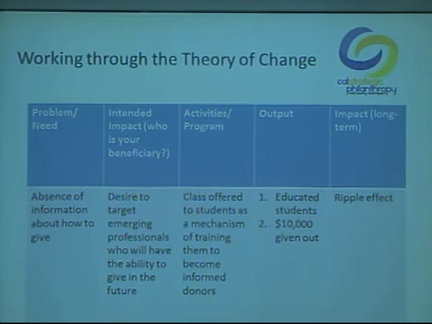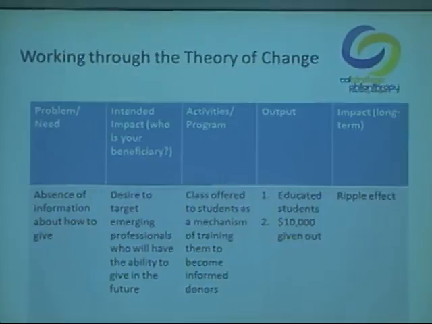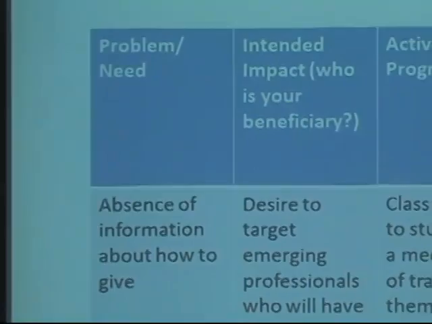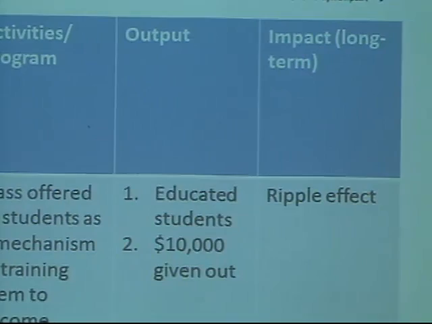And from there, they asked themselves, well, what's our intended impact? Who's our target beneficiary? And they said, well, we really want to target emerging professionals. So now there was an identified problem, an identified need, and from there they worked towards creating a target beneficiary or demographic. And from there you ask yourself, what activities or programs are we going to engage in order to, one, really prove or capitalize upon that need, and then two, to hit our target beneficiary.